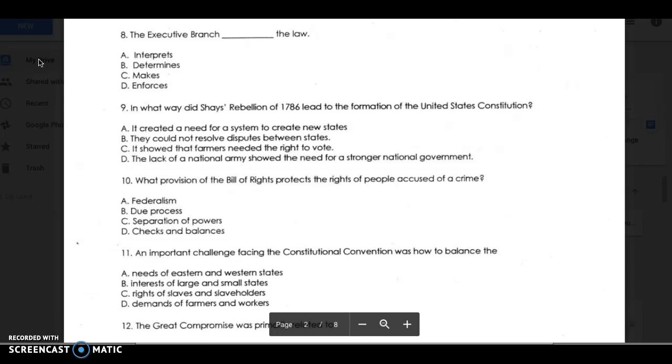Number 10. What provision of the Bill of Rights protects the rights of people accused of a crime? A. Federalism. B. Due process. C. Separation of powers. D. Checks and balances.